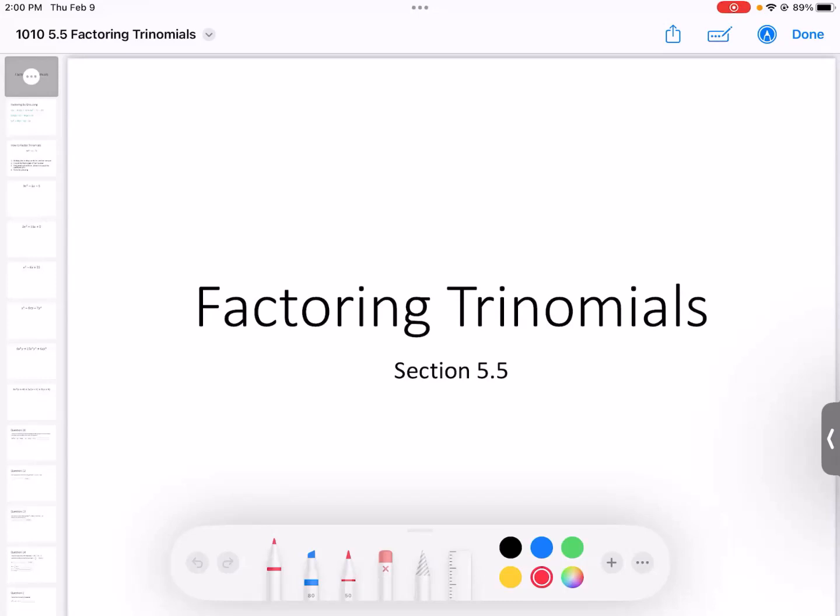So today we're going to cover section 5.5. Also, if you were not here last class to pick up your tests, I have them here, and I can hand them out during homework time.